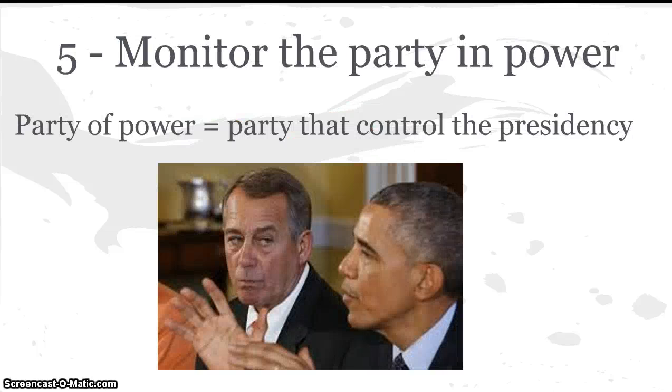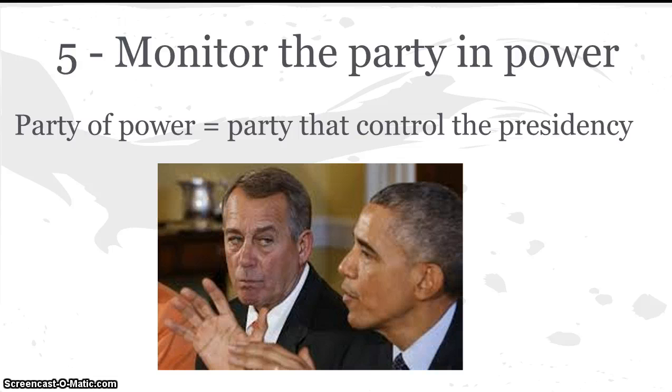And fifth and not least, they monitor the party in power. Now, the party in power is the party that controls the presidency. So right now, here's the president. His political party is Democrat. So the Republicans are going to work to keep him honest, to uncover any lies, or to say this is not what the country should be doing. The president is wrong because... So you see here John Boehner, who is a member of the Republican leadership in the House. And so he's keeping that close eye over Obama and making sure that Republicans are also having their voice in countering things that Obama says or things that the Democrats say.